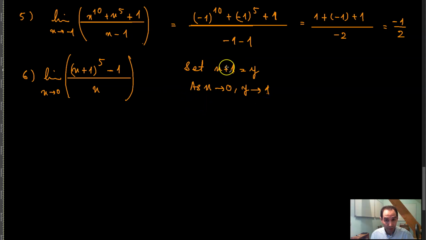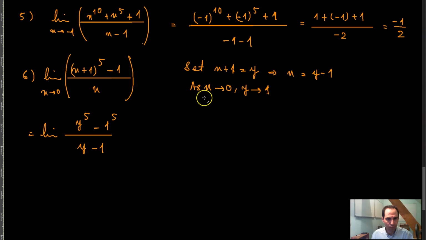And then, based on this, you can write this as the limit of y raised to the power 5 minus 1 raised to the power 5, and x would be equal to y minus 1. So y minus 1, as y tends to 1.